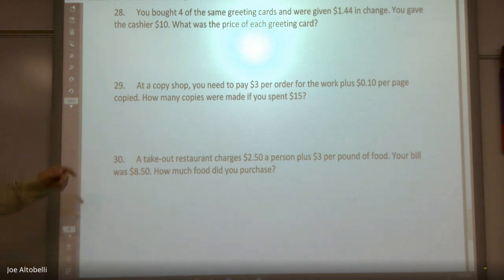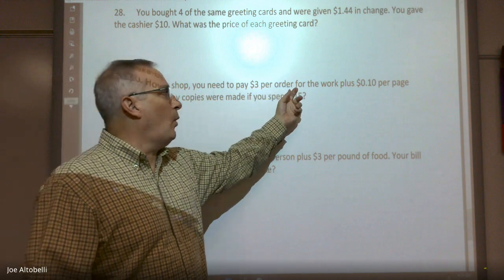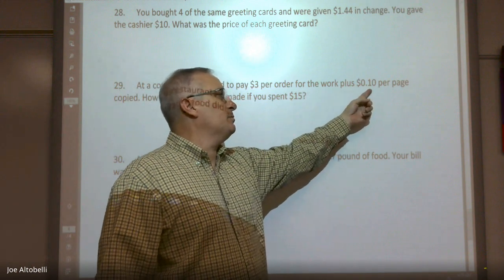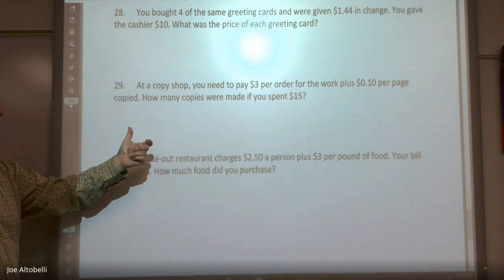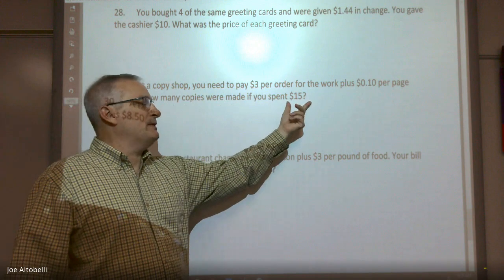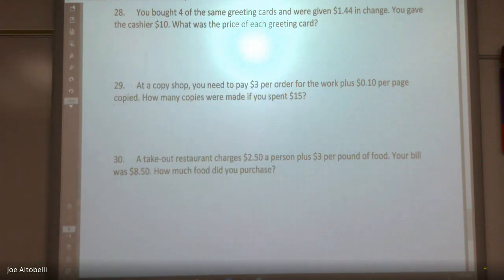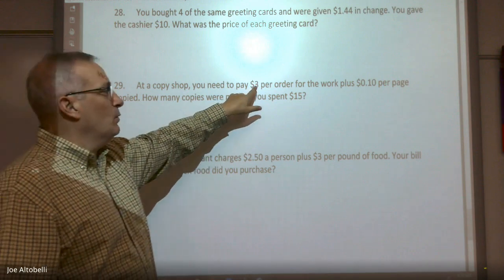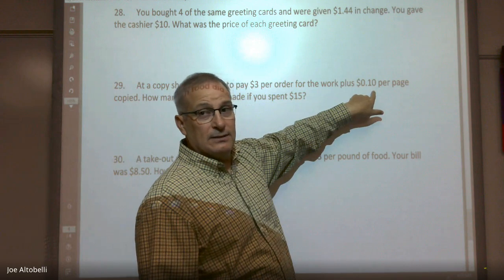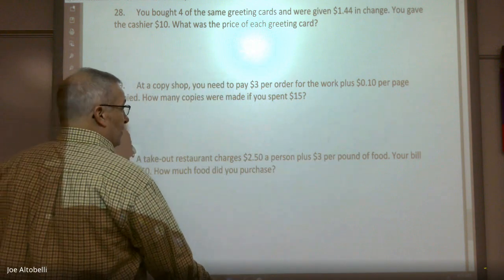All right. At a copy shop, you need to pay $3 per order, plus you're going to pay 10 cents per page. So how many copies were made if you spent $15? You only have one order, so you're only going to have the $3 once. But you're going to have the 10 cents how many times? A lot. x. That's going to be your x.